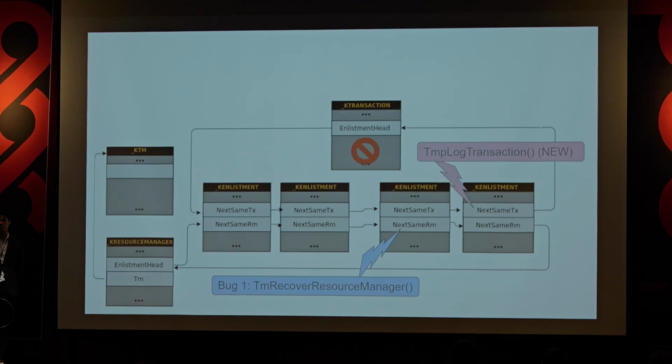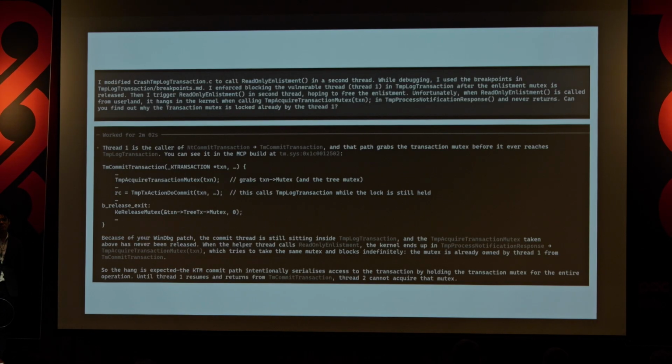But in the case of TMP log transaction, it didn't find any lock in the TMP log transaction function. But actually, there is a lock in a caller function that actually locked the transaction. So actually, it's not a bug. And we can't trigger a use after free because it's done correctly.